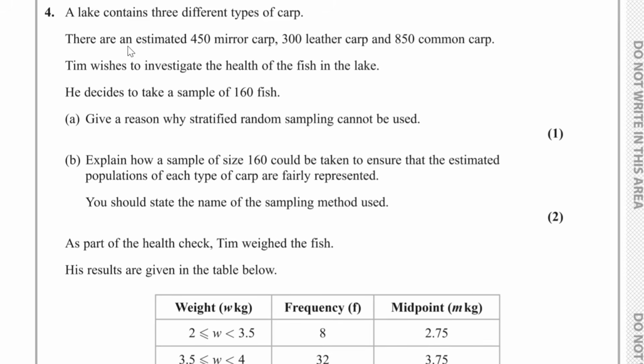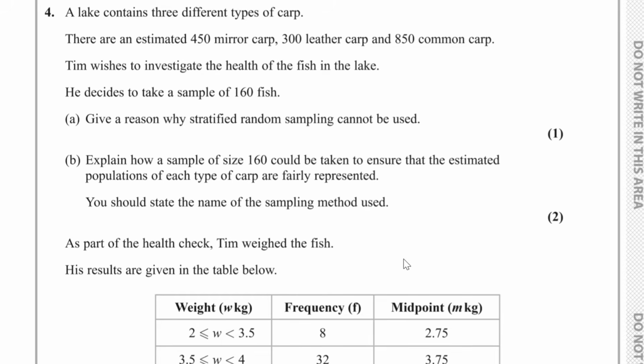Question number 4. A lake contains 3 different types of carp. There are an estimated 450 mirror carp, 300 leather carp and 850 common carp. Tim wishes to investigate the health of the fish in the lake. He decides to take a sample of 160 fish. We have to give a reason why stratified random sampling cannot be used.